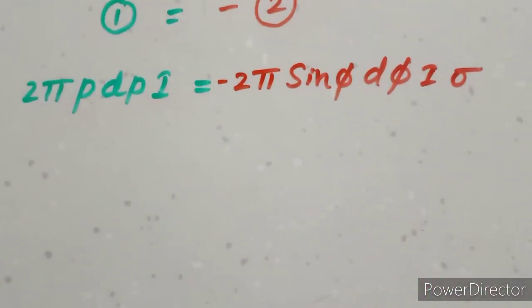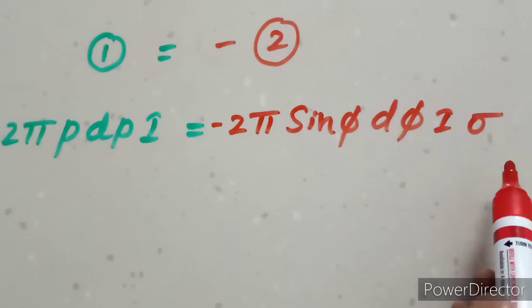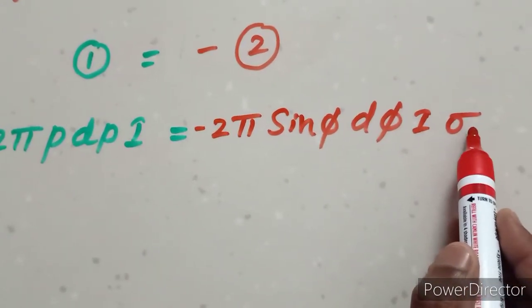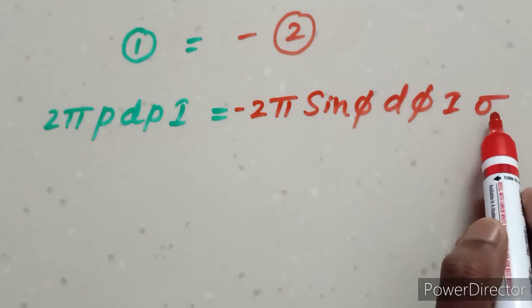So now we have to calculate the scattering cross section. Scattering cross section is sigma.